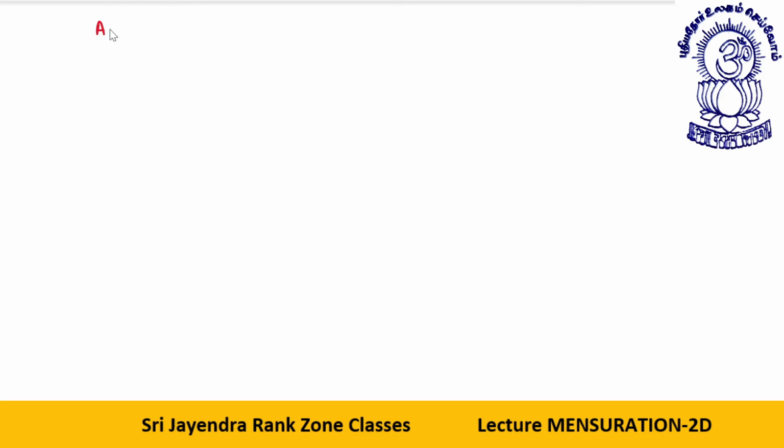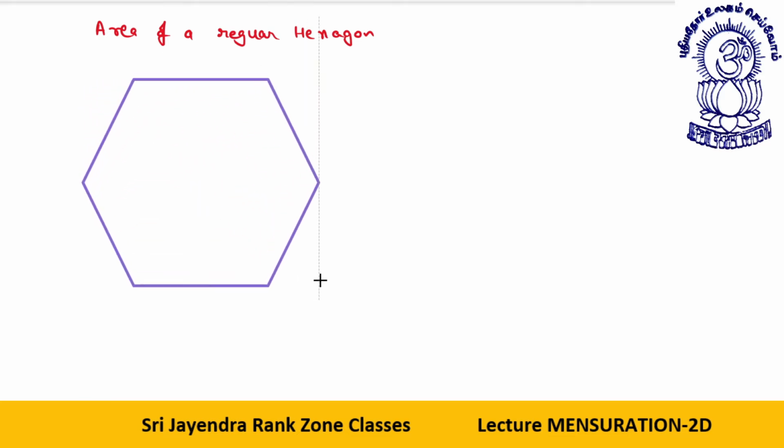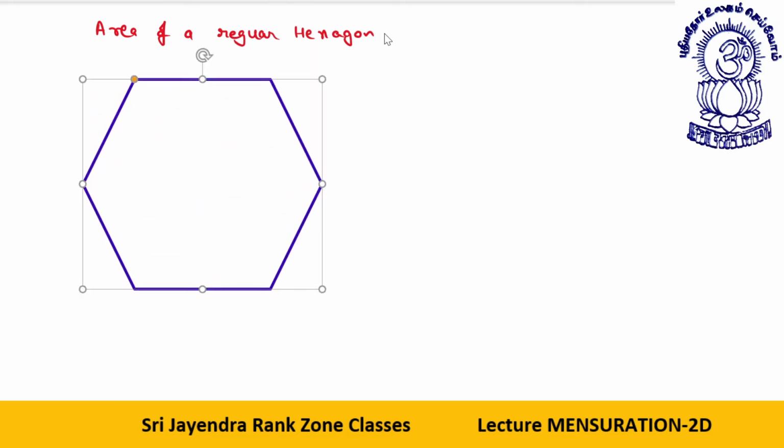Next, dear students, we take the area of a regular hexagon. Not a very tough thing. This is genuinely easy. Look, let me take a hexagon first. This is a regular hexagon. The area is actually 3 root 3 by 2 a square, and believe me, it's easy.